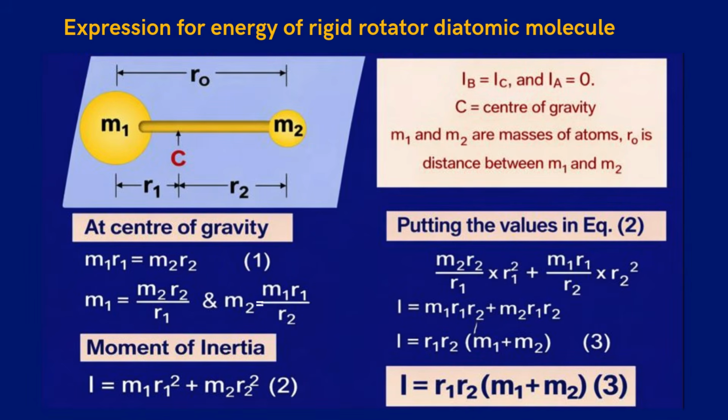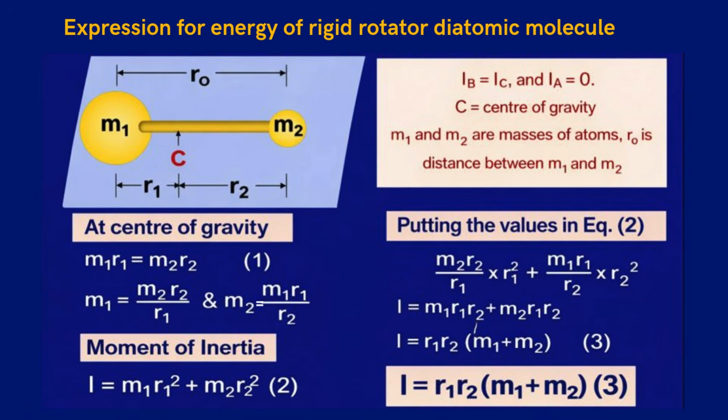Here, we will see the derivation of the energy expression for a rigid rotator diatomic molecule. Two atoms with masses m1 and m2 are separated by a fixed bond length, r0. But their respective distances from the center of gravity c are r1 and r2. At the center of gravity, m1 r1 equals m2 r2, which is equation 1. Further, from this equation, m1 equals m2 r2 divided by r1, and similarly, m2 equals m1 r1 divided by r2.